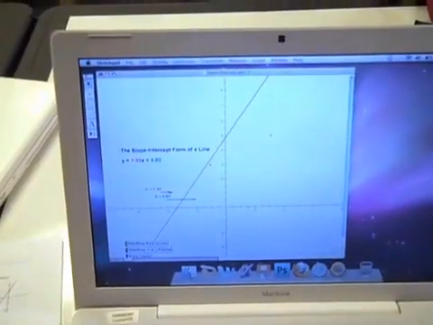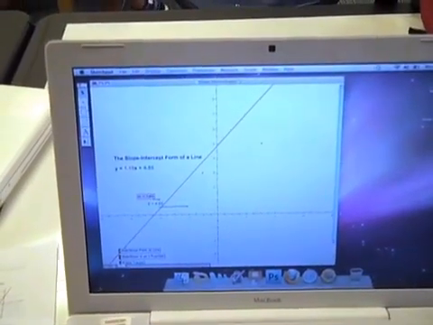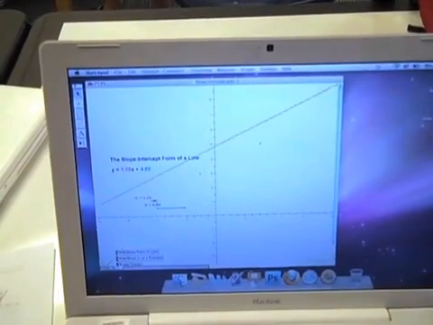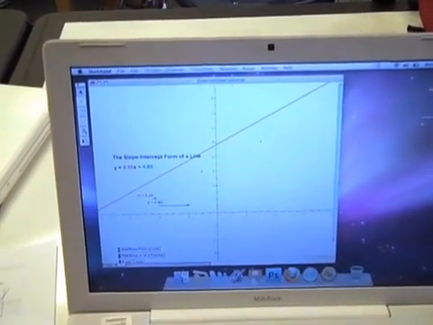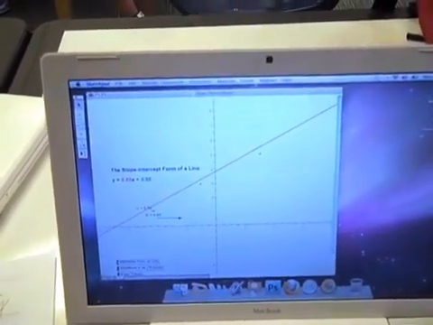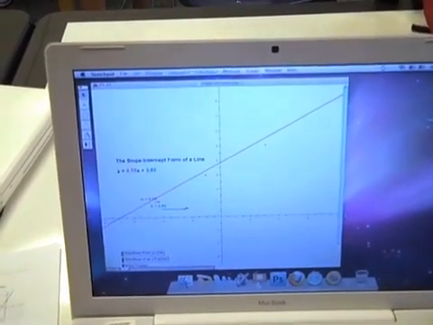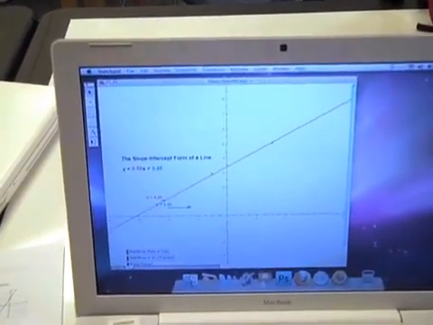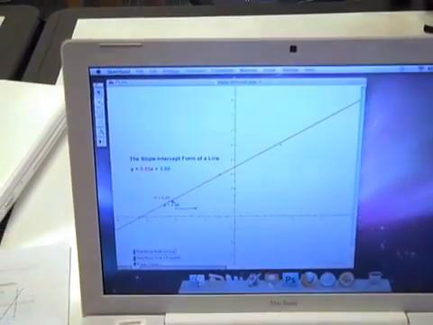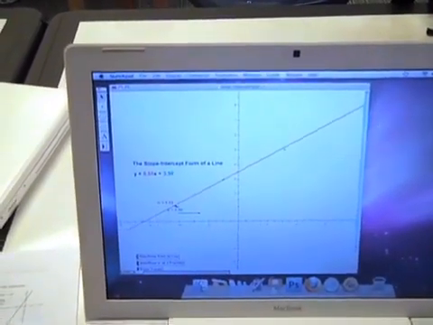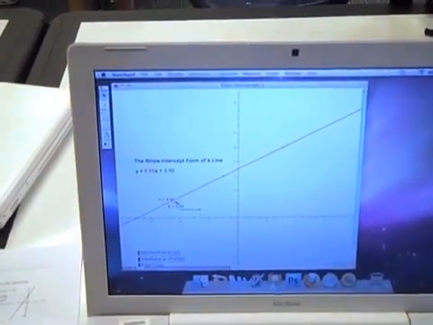Other way. No. Other way. X, Y. 3, 5, right there. Oh, do that again. Negative 1 over, yeah, that one's right. A little bit. No, you just have to adjust a little bit. There. Oh, I just had it. There.